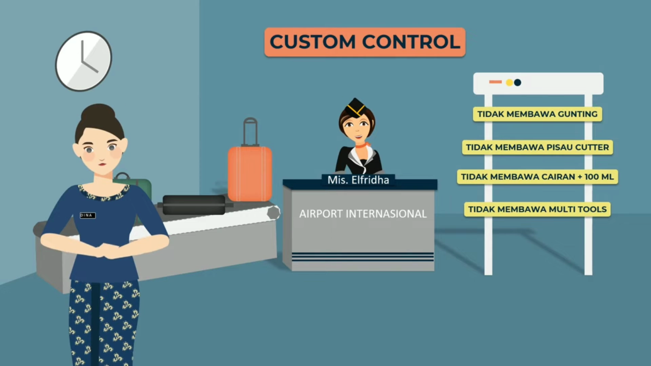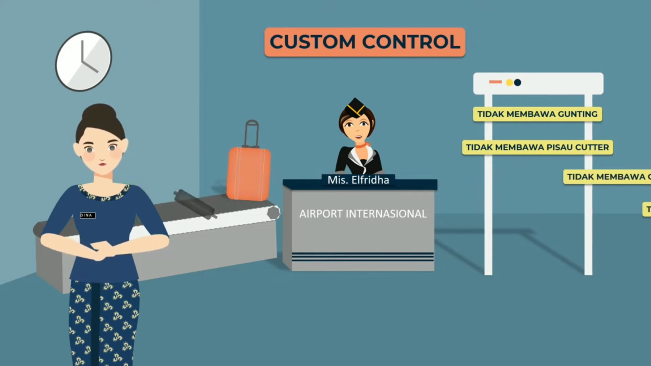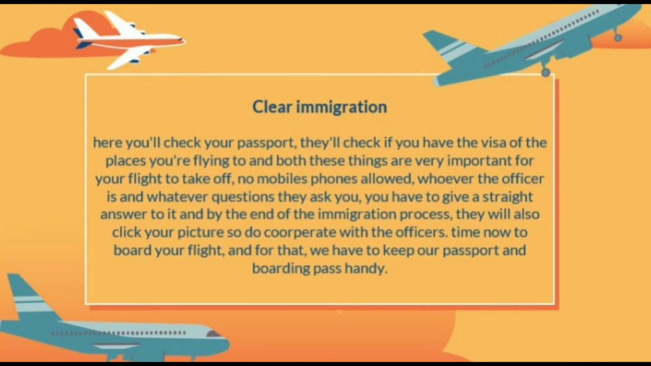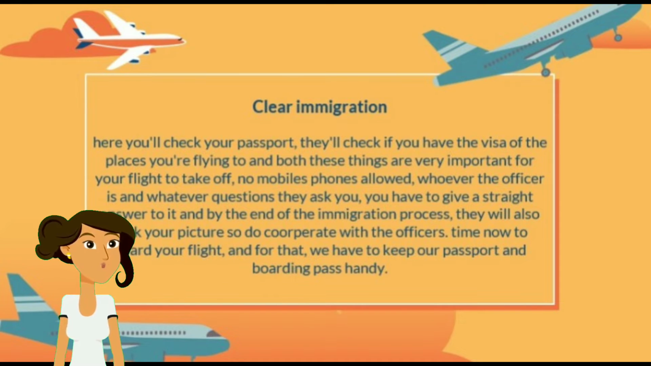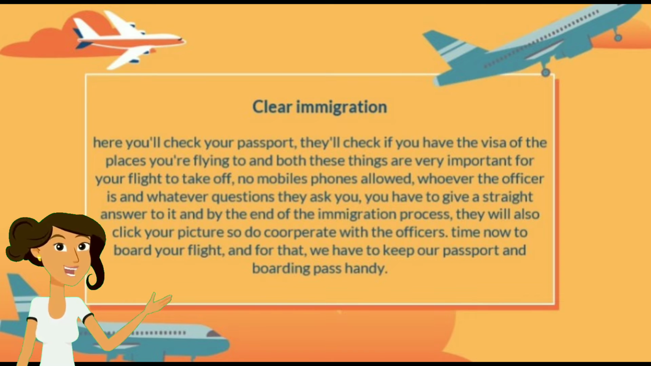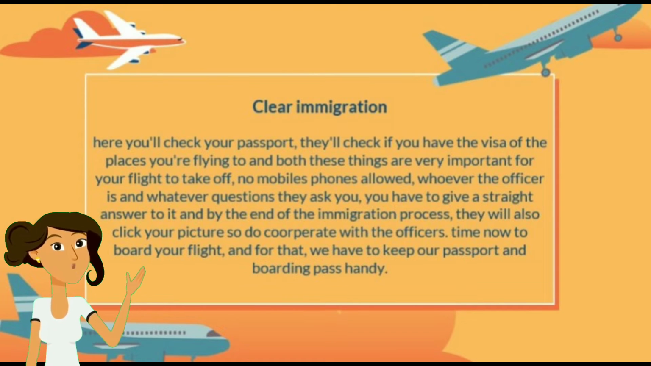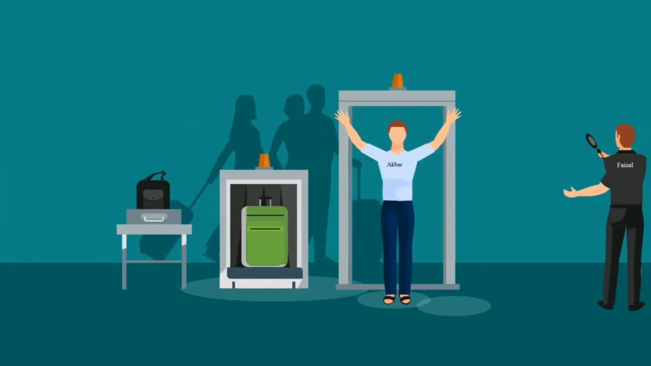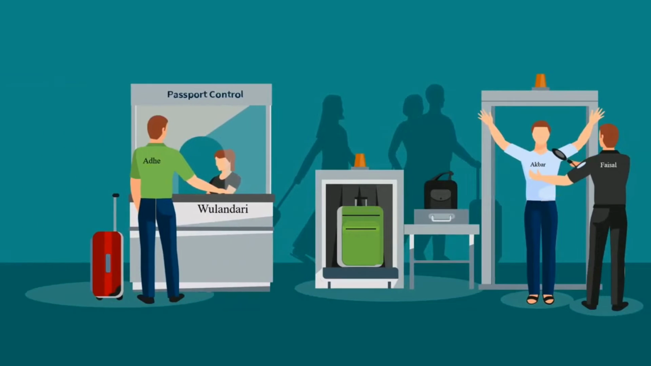Clear immigration. Here they check your passport. They check if you have a visa and both of those things are very important for your flight to take off. No mobile phone use. However, the officer may ask you questions, and you have to give a straight answer. By the end of the immigration process, they will also check your pictures, so do cooperate with the officer. You will get two stamps, one for security and the other one after immigration.